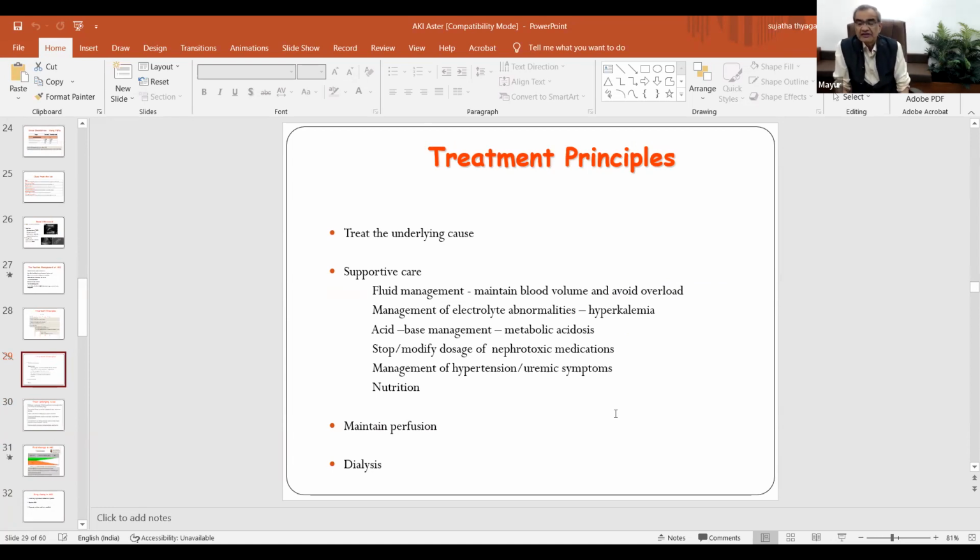Fluid management, maintain blood volume, avoid overload, management of electrolyte abnormalities, acid-base management, stop or modify dosage of nephrotoxic medications. See, even if a child requires dialysis or renal replacement therapy, all these other things are very important at every stage.